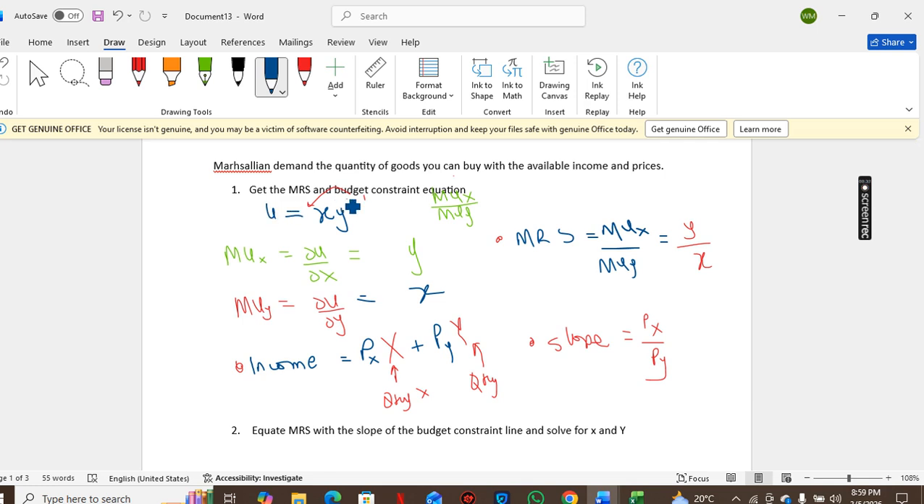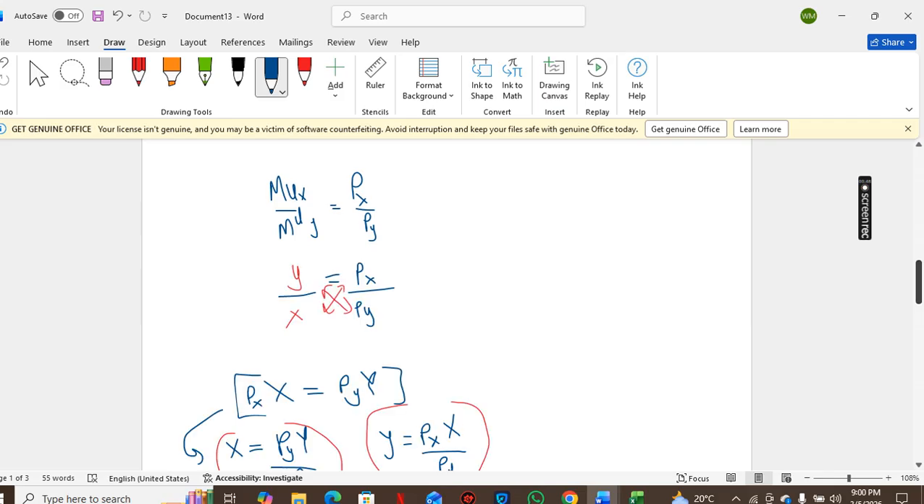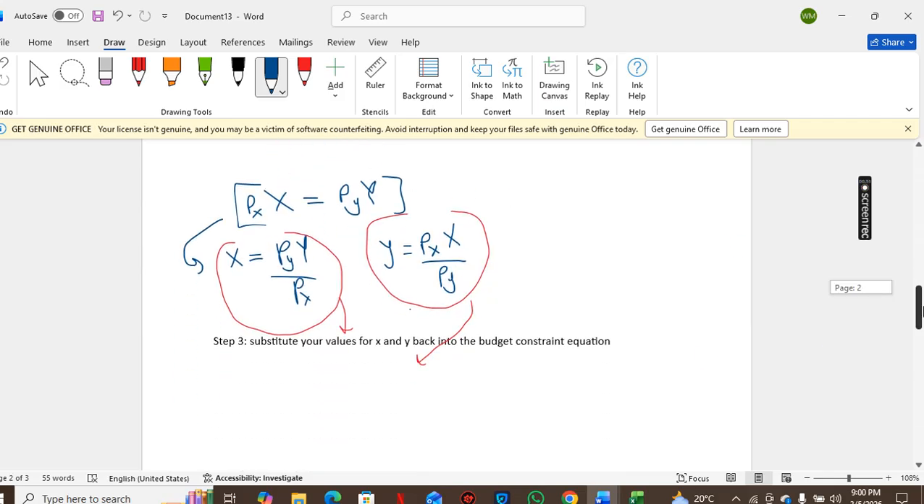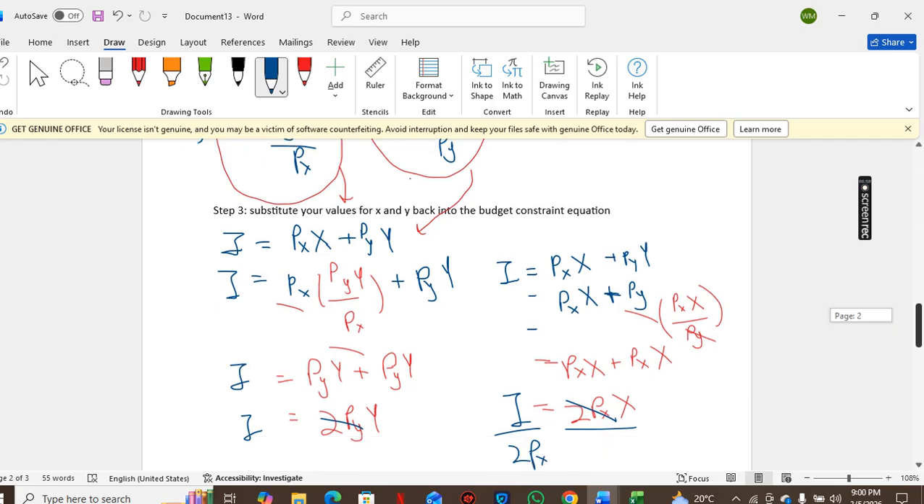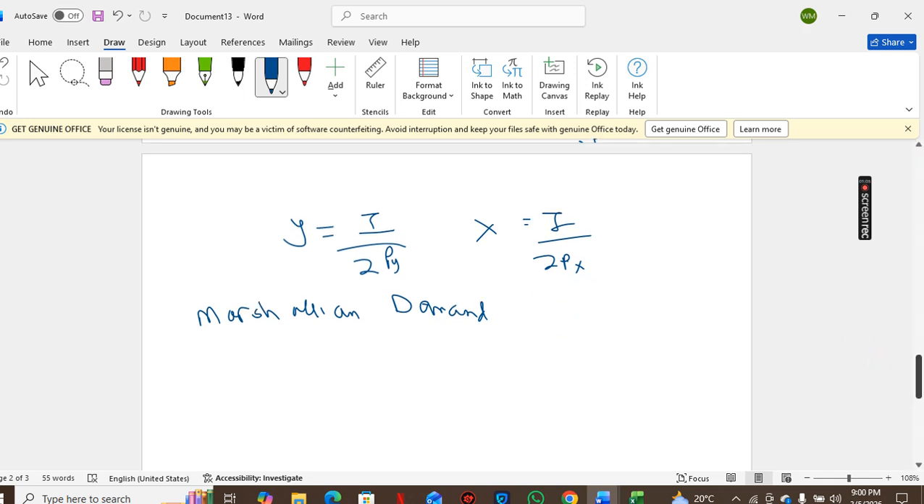Step 1, you get the marginal rate of substitution and budget constraint equation, which was done there. Step 2, you equate the marginal rate of substitution with the slope of the budget constraint line and solve for X and Y, which we did here. In step 3, substitute your values for X and Y back into the budget constraint equation. Okay. And we got this as our Marshallian demand equations.